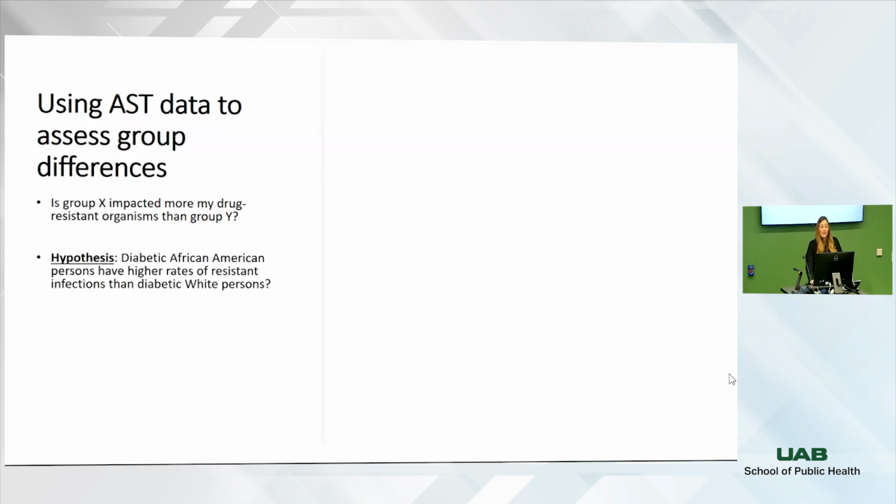So for this study, it was, do diabetic African American persons have a higher rate of resistant infections than diabetic white persons? So as part of this, we have to define drug resistance. So the standard is to use these nationally recognized definitions. And if you're doing AMR data, these come from the CDC and the NHSN. WHO has their own subset, but they are very similar to CDC and NHSN. The drugs are just slightly different because a lot of countries have drugs that we don't have and vice versa.